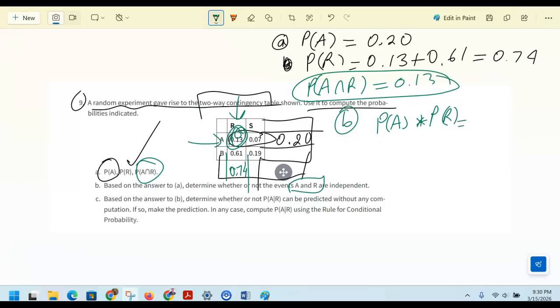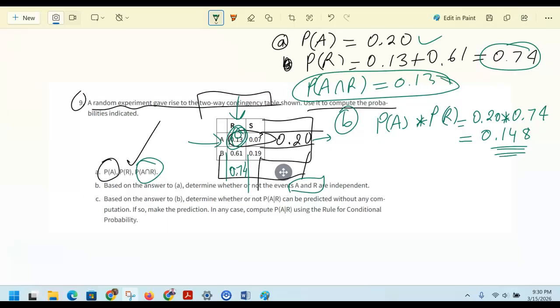So this A is this one, which is 0.20, and you are multiplying by R. R is this one, 0.74, and you use the calculator, 0.20 times 0.74, and you get 0.148. But then you notice that this number and this number are not the same. So 0.113 is not the same as 0.148.